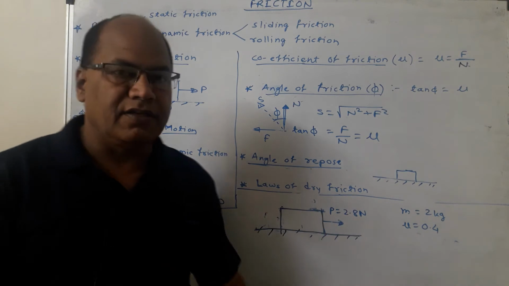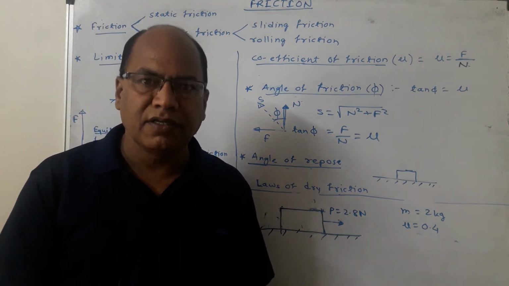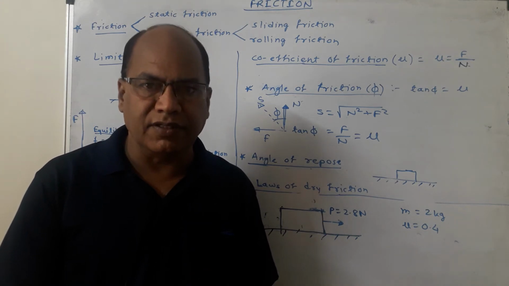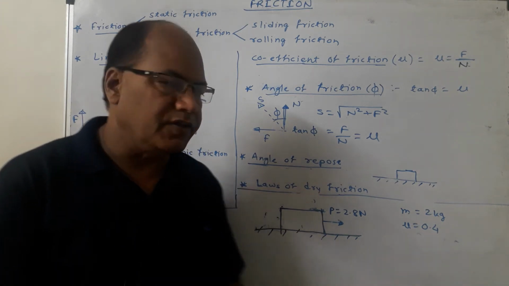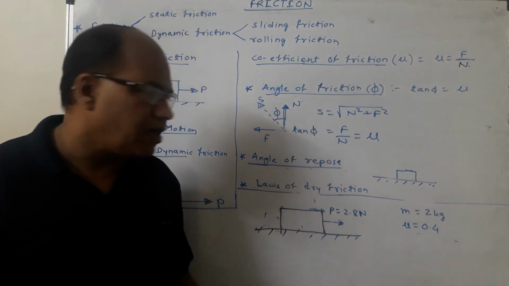Now dry friction. Dry friction is the friction which takes place between two dry surfaces, meaning there is no fluid in between the two surfaces. There are certain laws which are related with dry friction.